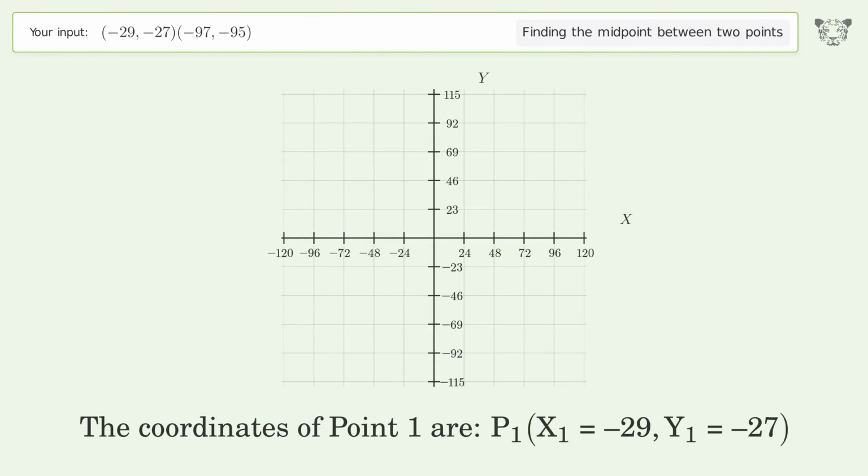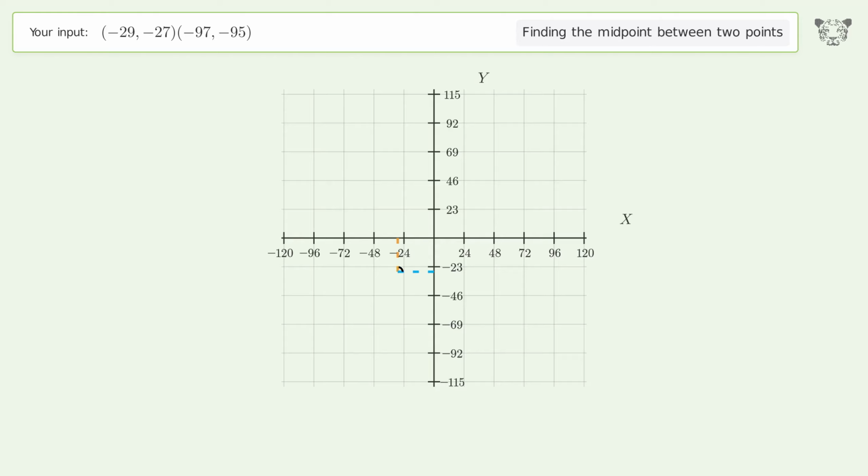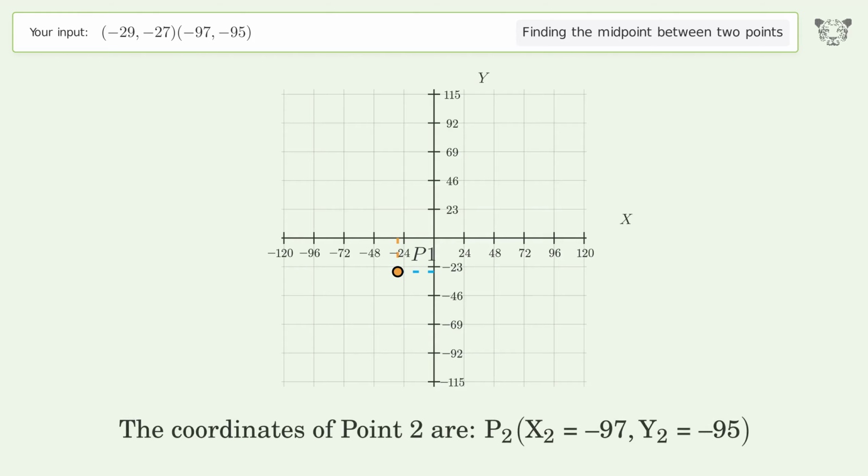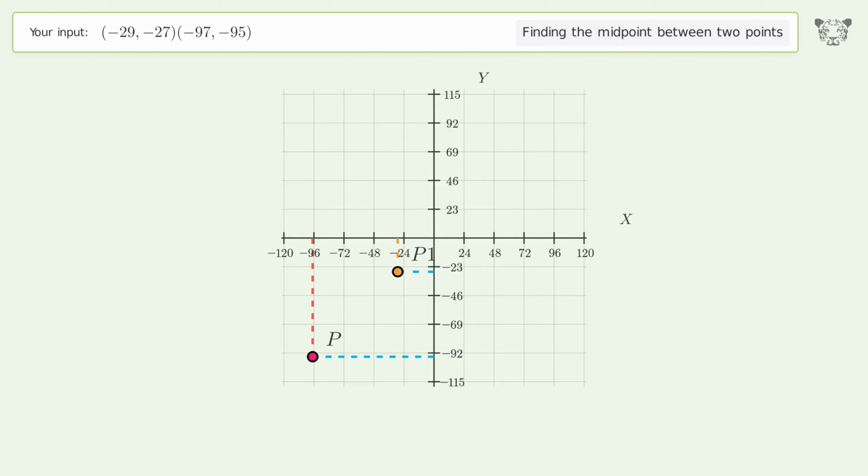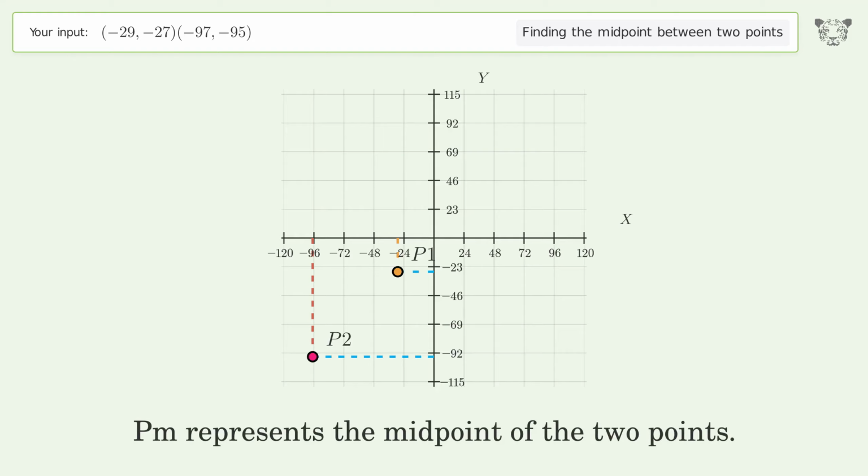The coordinates of point 1 are, x1 equals -29, y1 equals -27. The coordinates of point 2 are, x2 equals -97, y2 equals -95. PM represents the midpoint of the 2 points.